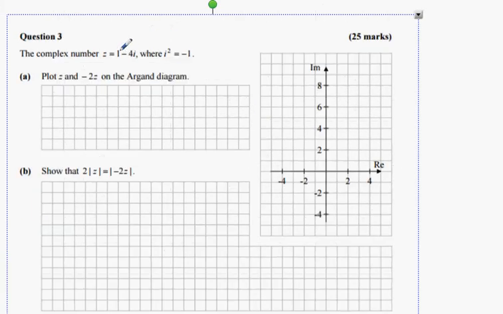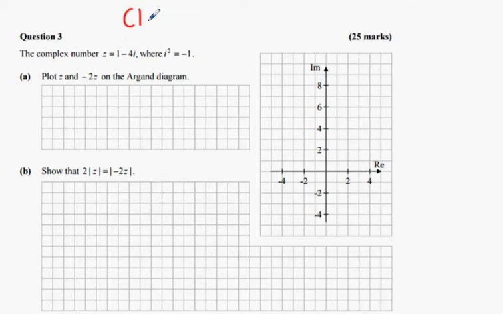Okay, where is the point Z going to be located? Z is 1 minus 4. Where's 1 minus 4? 1 across and 4 down. That is the point Z there. Now, what's minus 2Z? Minus 2 times whatever Z is. And what is Z? 1 minus 4i, right? That makes it minus 2 plus 8i. Where's that located? Minus 2 across and 8 up.